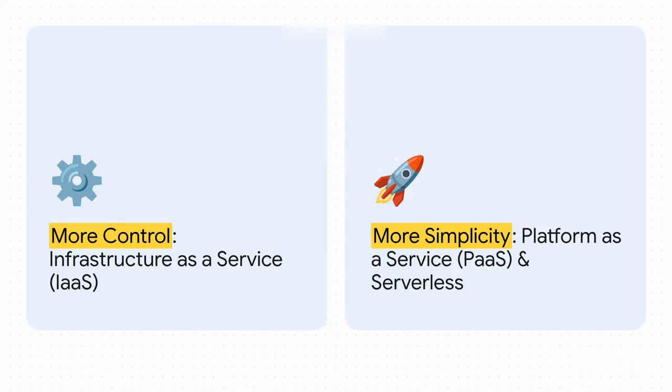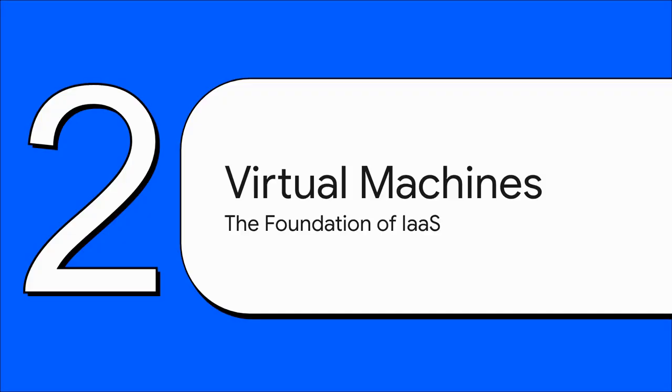Think of it like this. On one end, you have infrastructure as a service, or IaaS. That's where you get maximum control. On the complete other end, you've got platform as a service and serverless, which are all about simplicity. As you move from left to right, what you're really doing is strategically handing off responsibility to Azure in exchange for moving faster.